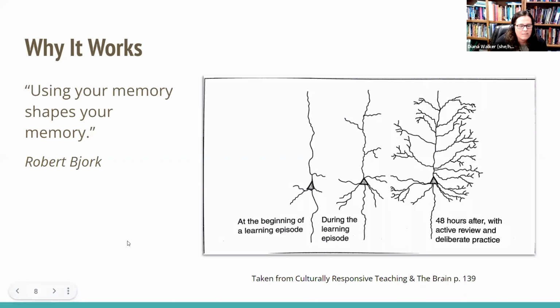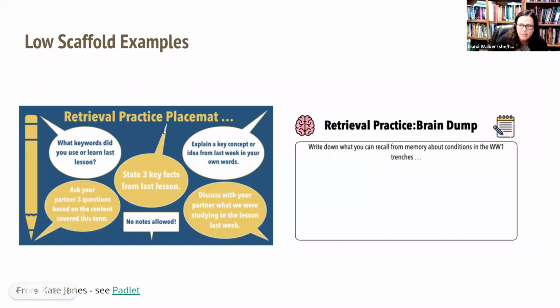I don't know about you guys, but I've taught it, so why aren't they telling me or showing me that they've learned it? This is part of why, right? They have to be able to retrieve it to do that. When we talk about retrieval practice, we talk about low scaffold and high scaffold.